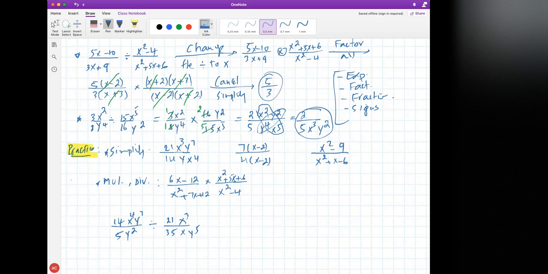Everyone, let's go over these problems. Did you get here with the first one? Everyone, did you get here? 3y to the power 6. 3y to the 6, okay.